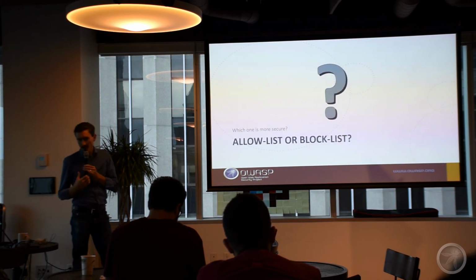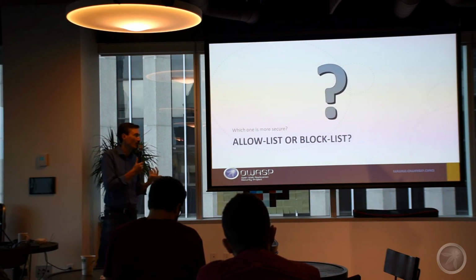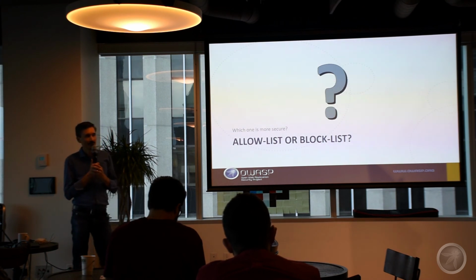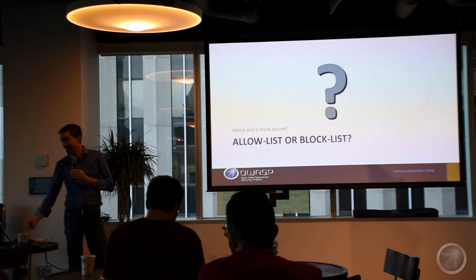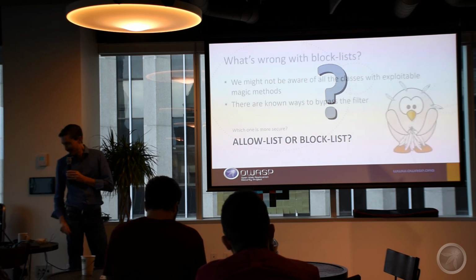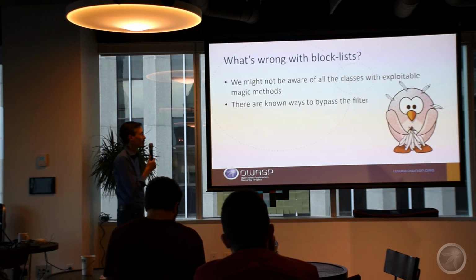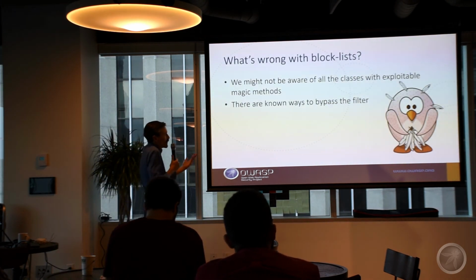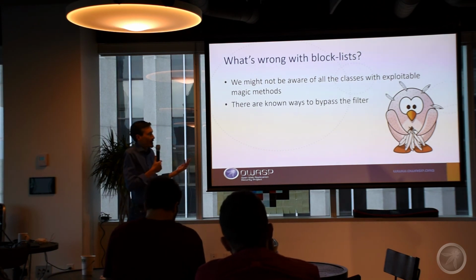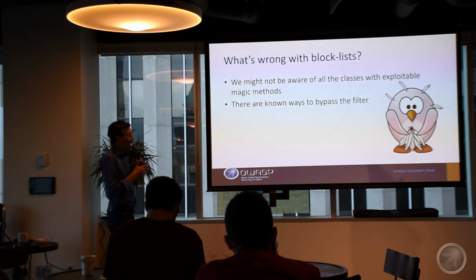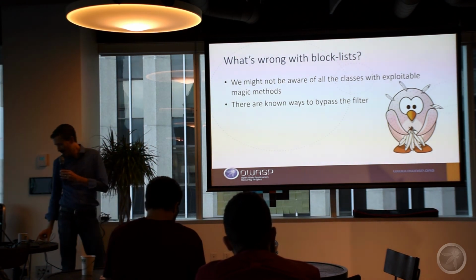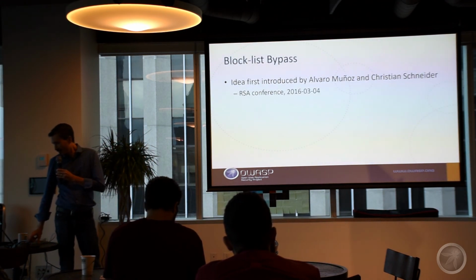but in general terms, which one is better, I think, allow list or block list when you implement it? Yeah, why? Allow list. Because you don't know what you don't know. It's an unknown unknown. Right. So there are a few problems with block list, right? We might have something that we don't know that has a side effect in there, right? And also there are known ways to bypass it, right?